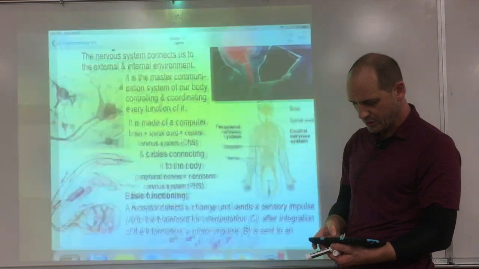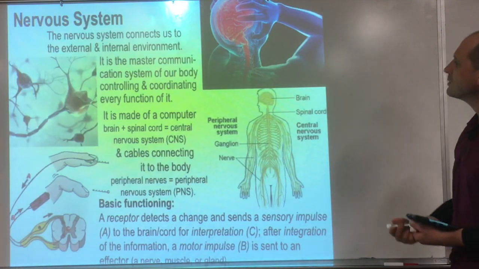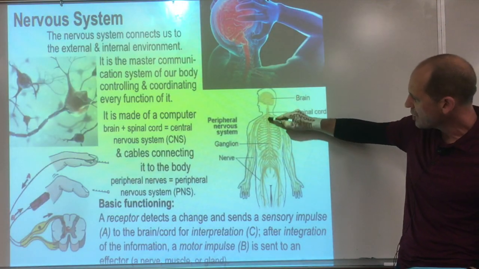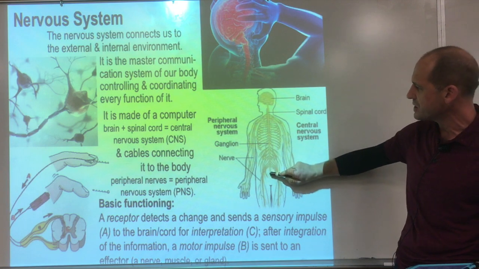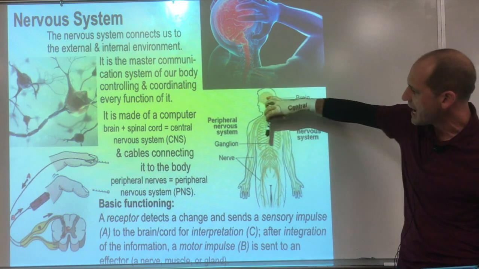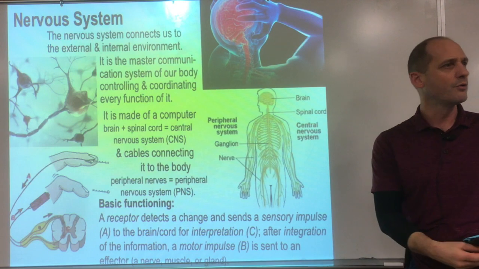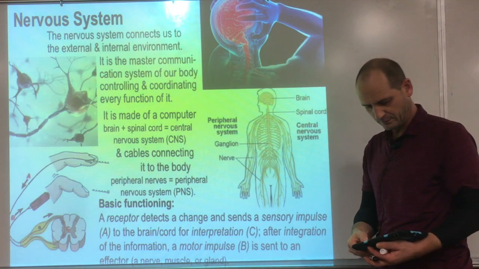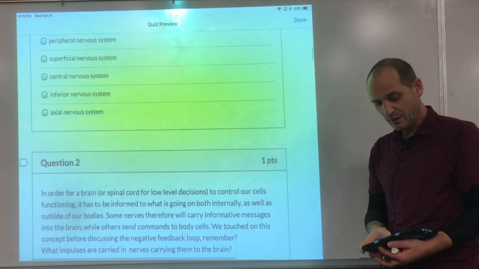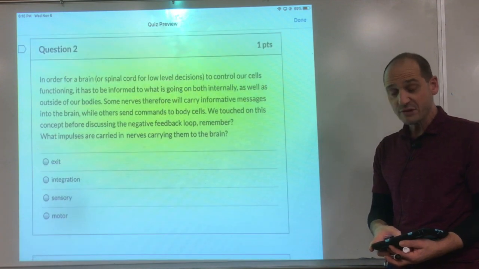With that, let's look at that picture here. So we've got the brain and the spinal cord, that's the central nervous system, and then whatever comes out from them, we call that the peripheral nervous system. I think this stuff is really cool.